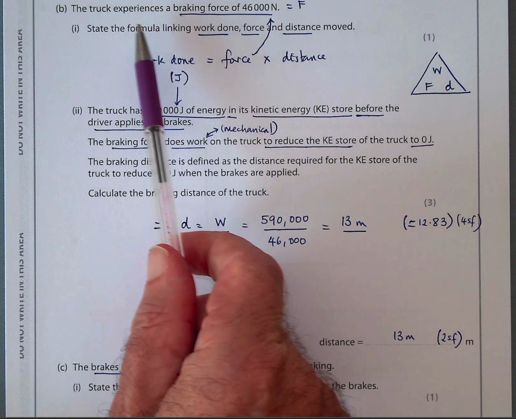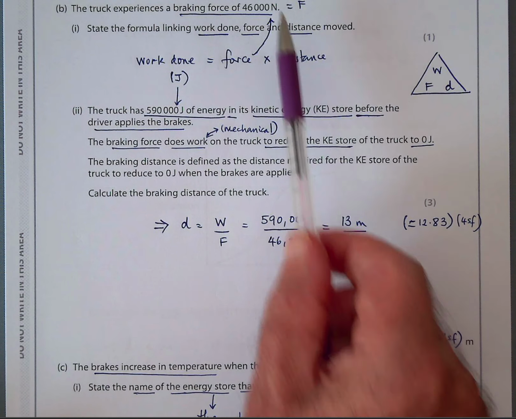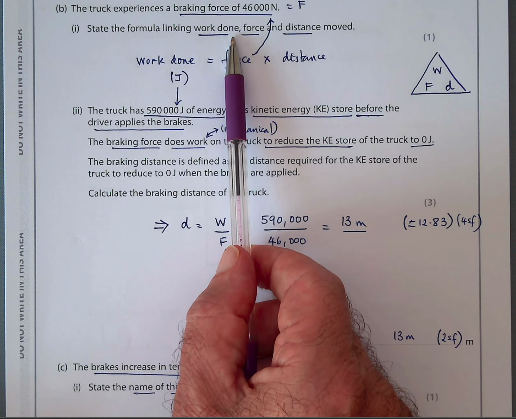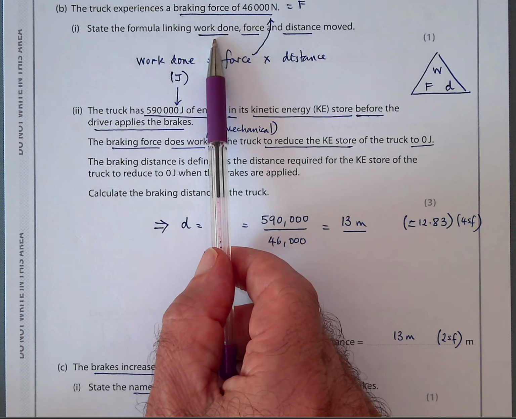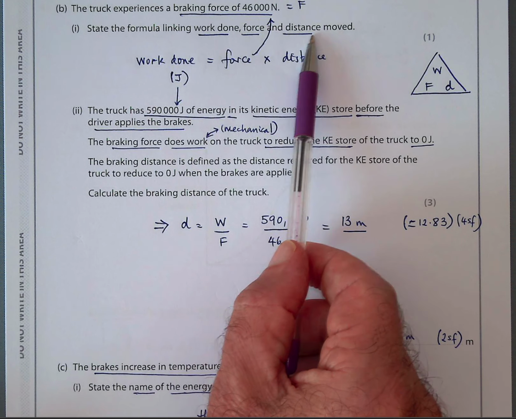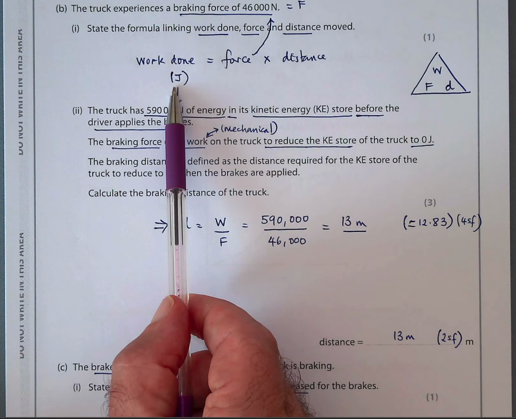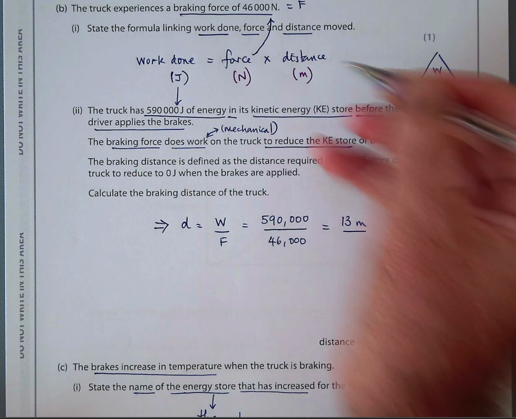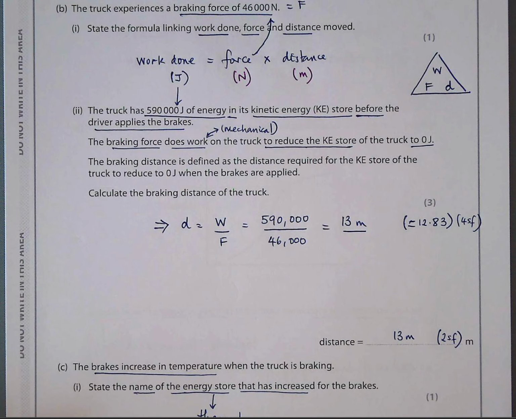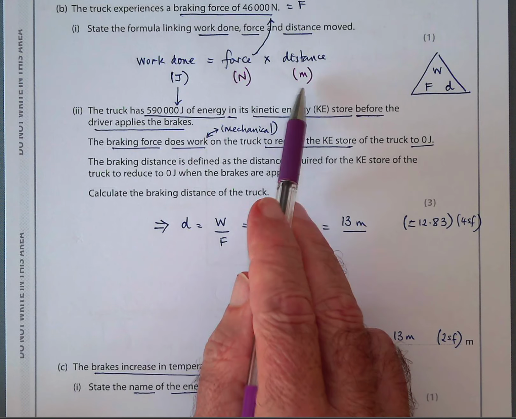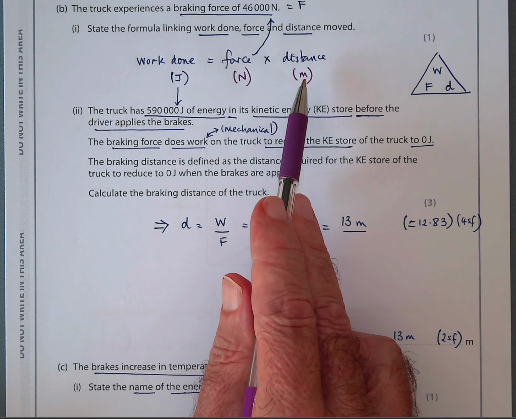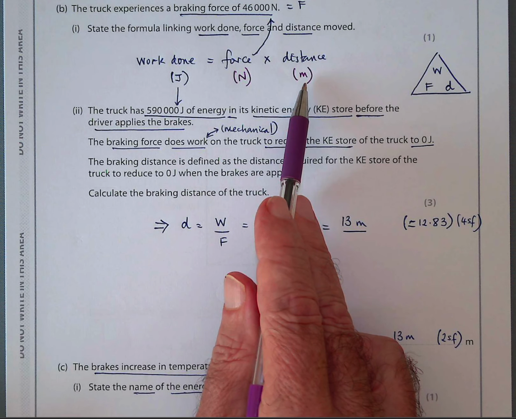The truck then experiences a braking force of 46,000 newtons. So that's a braking force. State the formula linking work done. So the work done by the brakes, with the force they got multiplied by the distance, equals the work done. Work done in joules is the force in newtons times the distance travelled against the motion while it's slowing down. The distance it takes to stop, the stopping distance, while it's braking. So you could call it the braking distance.